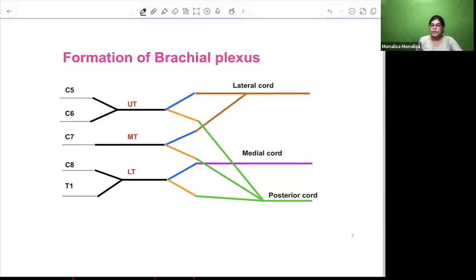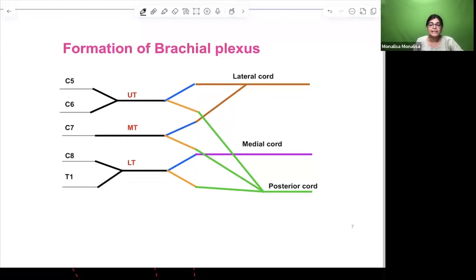So now everybody can tell me the answers. And if anybody is not understanding anything, they can tell me, ma'am, please explain once more. So here C5, C6, C7, C8 and T1. What is this? This is which part of the brachial plexus, my dear students?